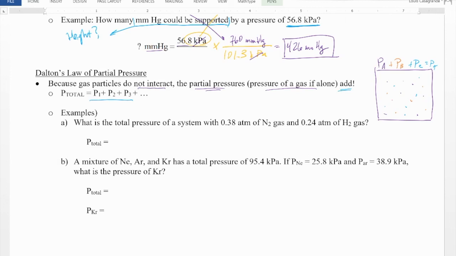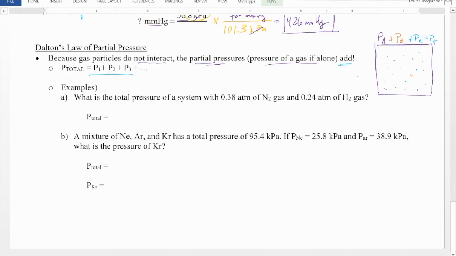It's just adding. So if I start off with a gas sample that has 0.38 atmospheres of nitrogen and 0.24 atmospheres of hydrogen, my total pressure is going to be the pressure of the nitrogen plus the pressure of the hydrogen, and that's going to equal 0.38 atm. Please make sure you put the units in there. Plus 0.24 atm for the hydrogen gas, add it together, and we get 0.62 atmospheres pressure.